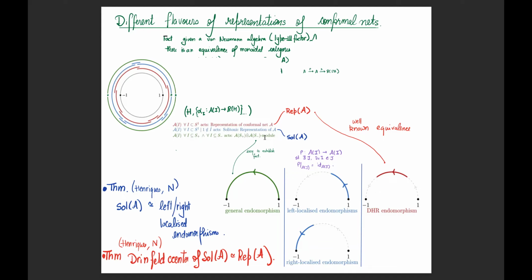And it even removes something that was previously thought necessary, like strong additivity and so on. So any conformal net that you can think of, you can write this category Sol A, whose Drinfeld center will be Rep A.